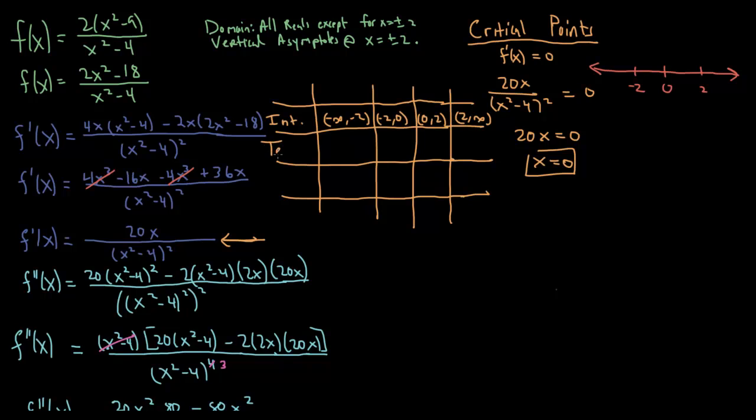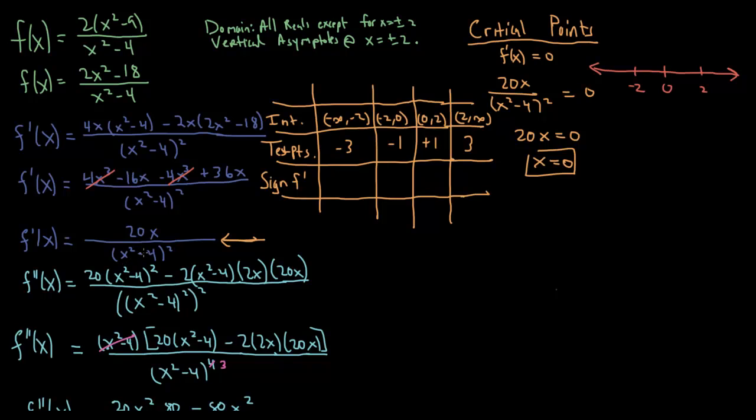Now we need test points. So let's pick negative 3, negative 1, positive 1, and 3. Now we're looking at the sign of f prime. So let's see, f prime is over here. Now, what can you tell me about the denominator there? The denominator is a squared expression. If you square something, what's the result? It's always positive. So the denominator here is positive no matter what.